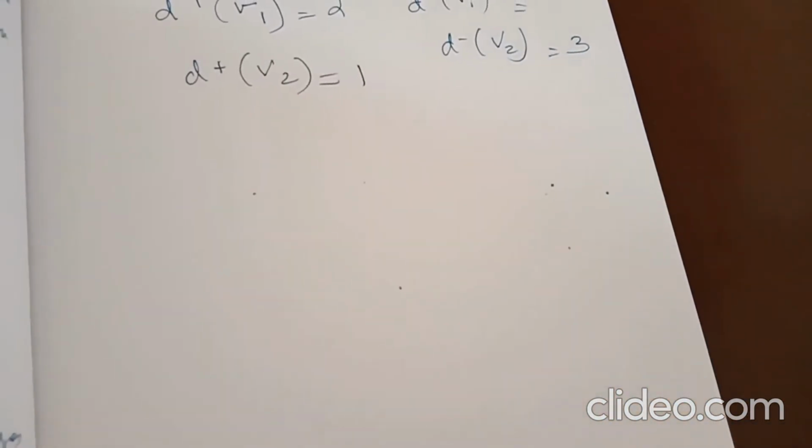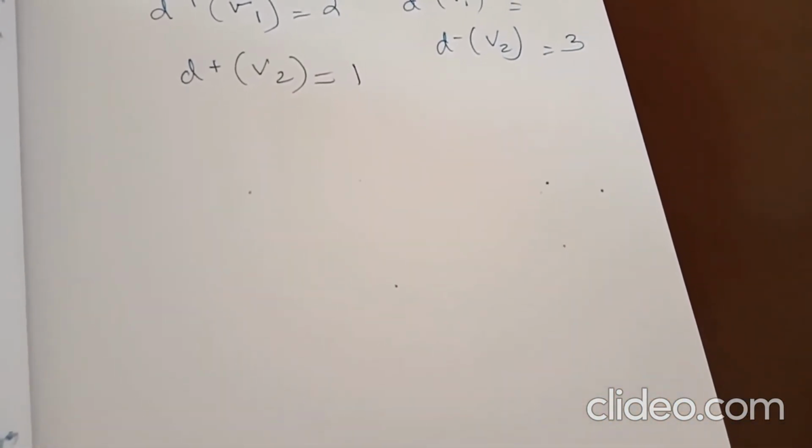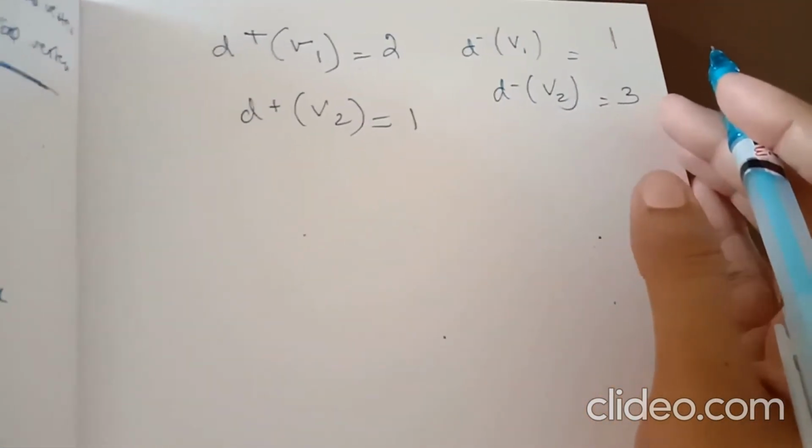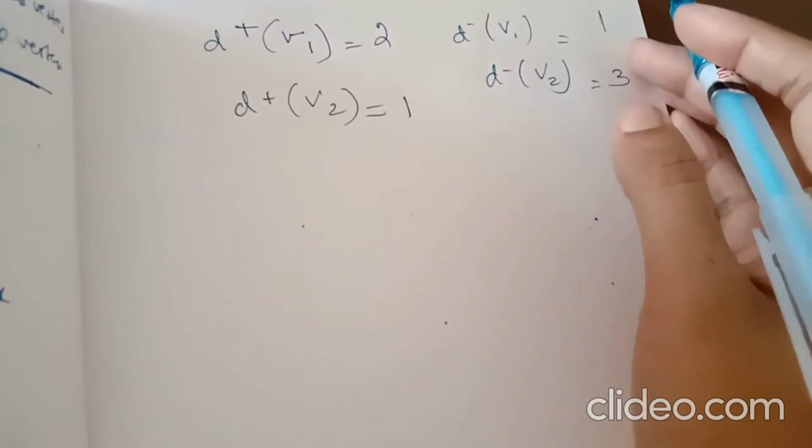I hope this definition is clear to you. We can also find the in degrees and out degrees for the remaining vertices, but for now, I'll just keep it aside.